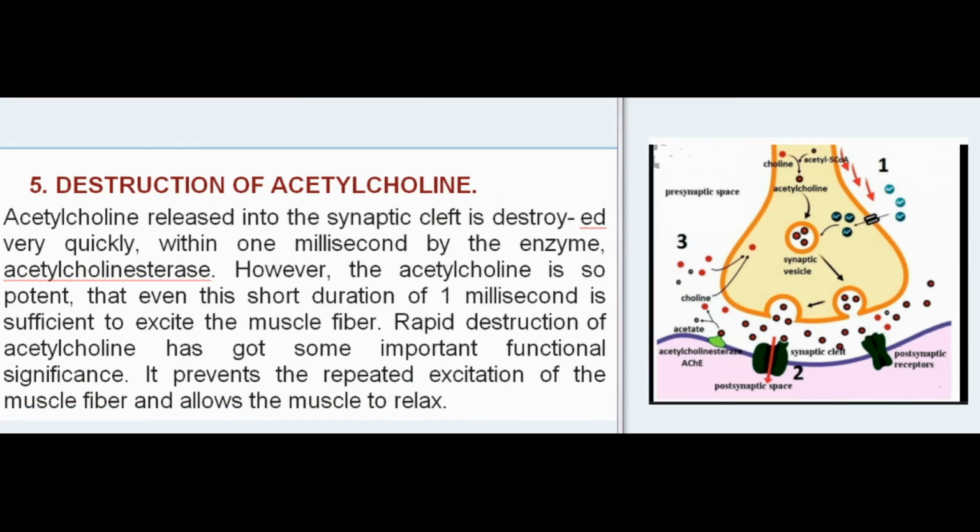5. Destruction of acetylcholine. Acetylcholine released into the synaptic cleft is destroyed very quickly, within 1 millisecond, by the enzyme acetylcholinesterase. However, the acetylcholine is so potent that even this short duration of 1 millisecond is sufficient to excite the muscle fiber. Rapid destruction of acetylcholine has some important functional significance. It prevents the repeated excitation of the muscle fiber and allows the muscle to relax.